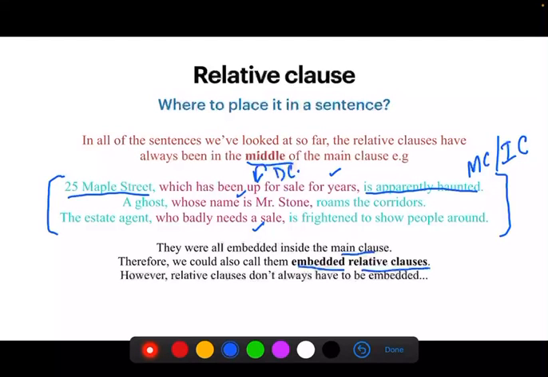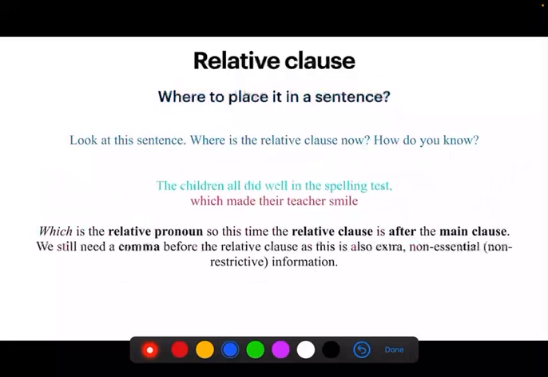However, relative clauses don't always have to be embedded. If you ask why we can't use them only in this way, it's because we can place them in other positions also. It's not necessary that we place them in the middle. We can put them at the start or at the end of the sentence.